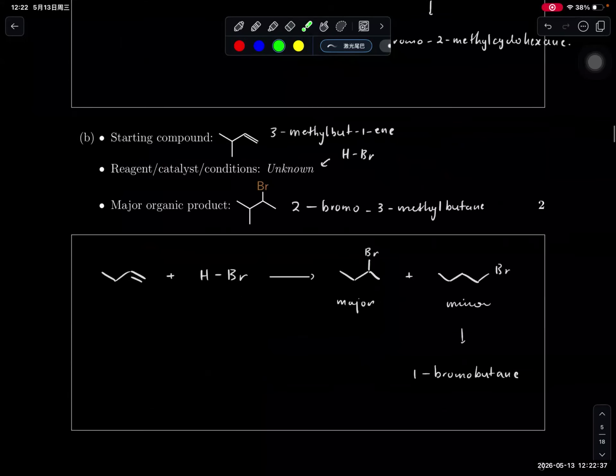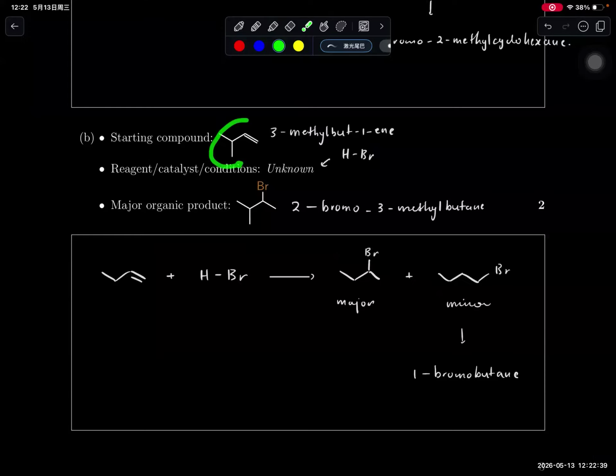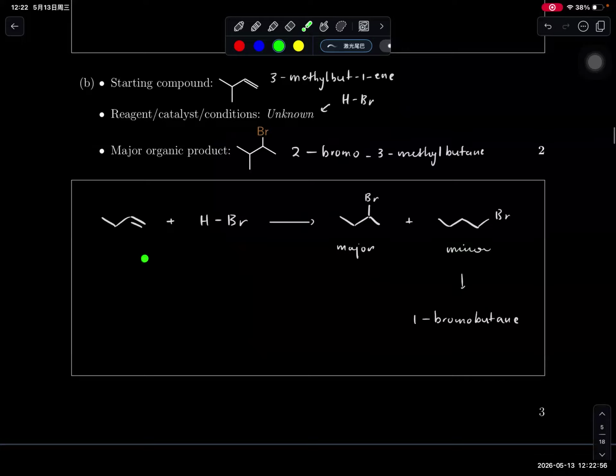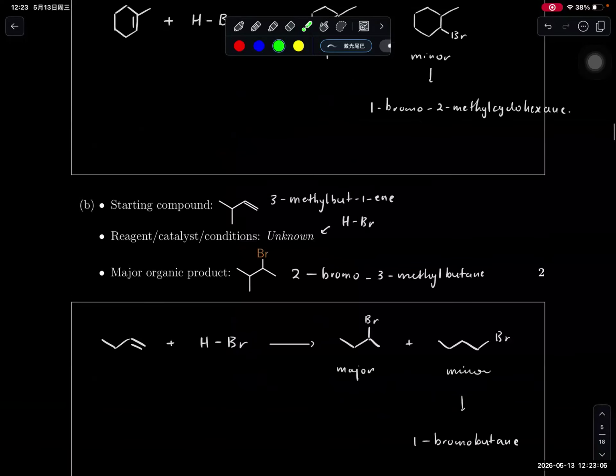Question B, we've got a starting compound of this thing, which is 3-methylbut-1-yne, and we react with hydrogen bromide to form this thing, right? Because you can see how the double bond has been cancelled, and then we've got bromine attached, so we use hydrohalogenation for this, okay? Yeah, so that's the reaction. Similarly, we use Markovnikov's rule, and the naming should be quite straightforward. Okay, so if there's any question, let me know. We can go through this in class.